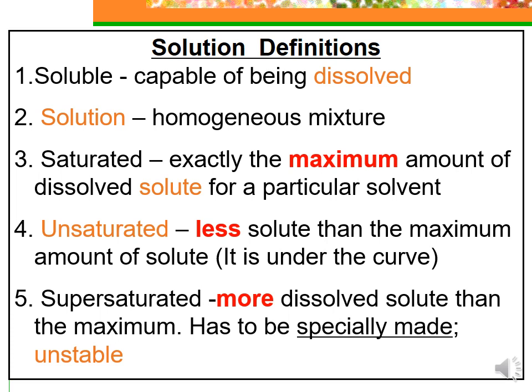And supersaturated. So there are situations where more dissolved solute than the maximum can be present, but this is something that has to be very specifically made, and it is going to be unstable. It doesn't take but one little teeny tiny particle of the soluble substance, and everything that was extra can fall out. And so you'll all of a sudden see this mass come out. So supersaturated, we put more in, but we have to do it a special way. We have to make this happen. It won't happen naturally.